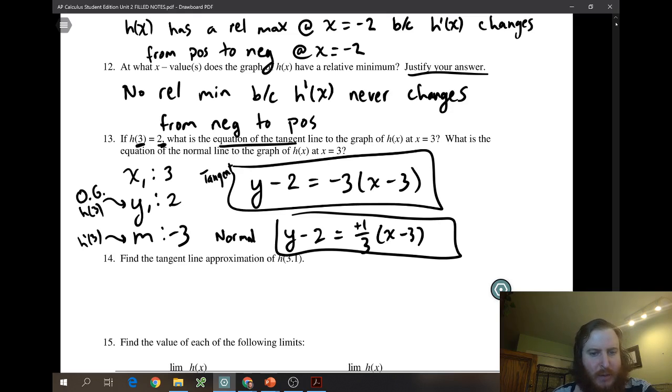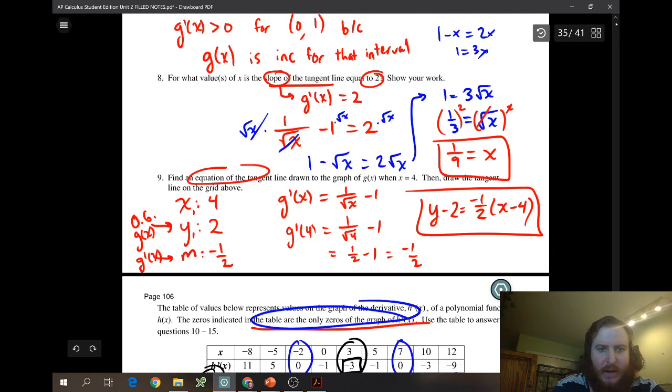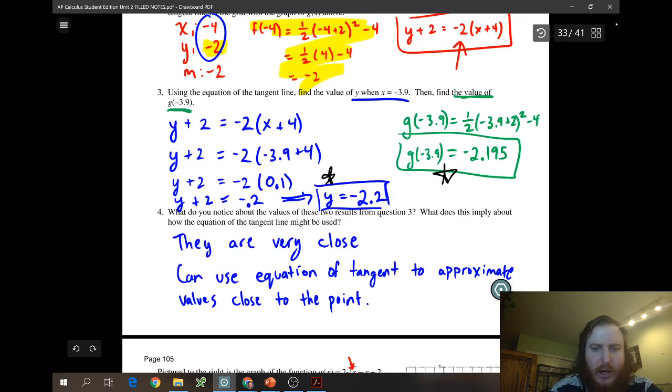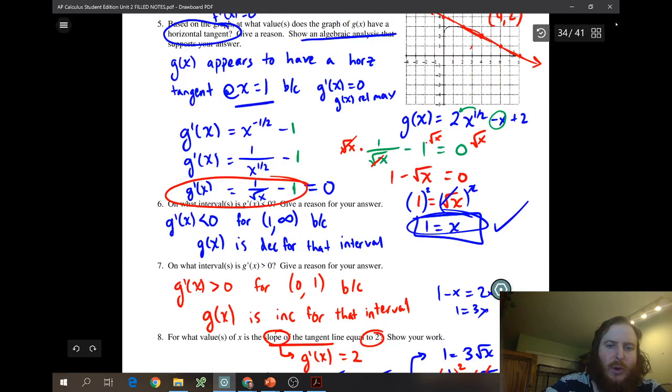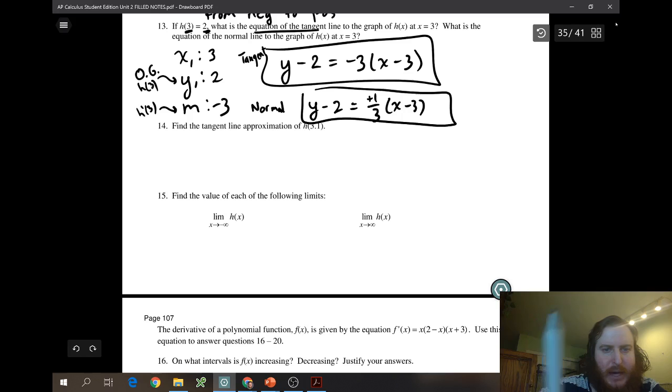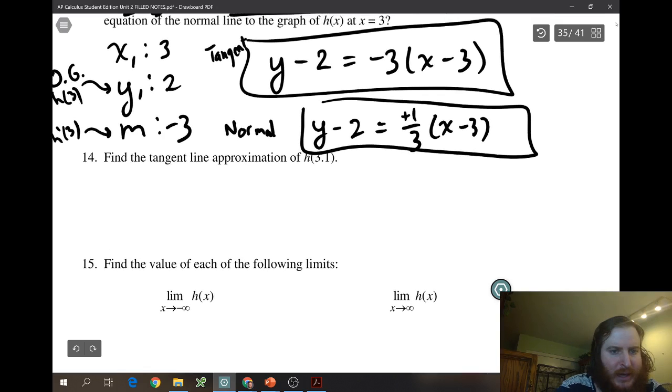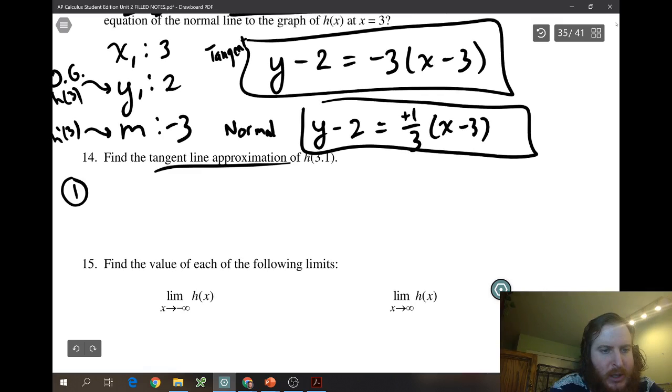Find the tangent line approximation of h of 3.1. We haven't done this yet, but we kind of led into it in the first example. Remember back in that first example, we did the plug-in for -3.9, and we saw that they were really close, and so we said we could approximate. So whenever you see a tangent line approximation, it's always going to be the same thing. Our first step is always going to be to write the tangent line.